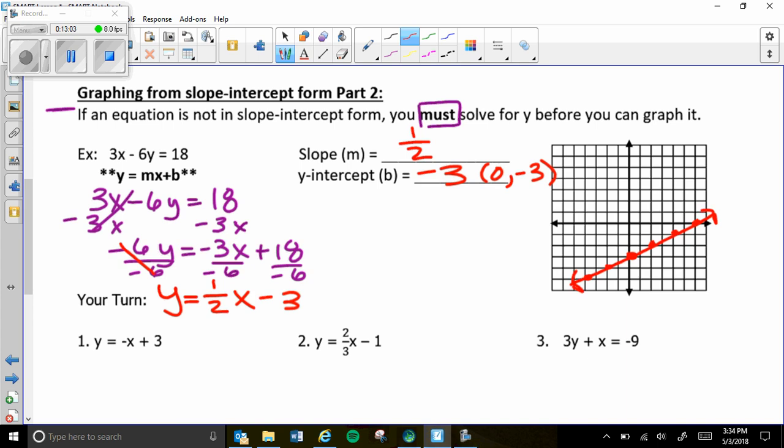So you always have to make sure that you are solving for y before graphing or even stating the slope or the y-intercept. You have to get y by itself. If you have questions, as always, make sure you pause your video. Otherwise, at this time, you can go ahead and start your you-do problems.